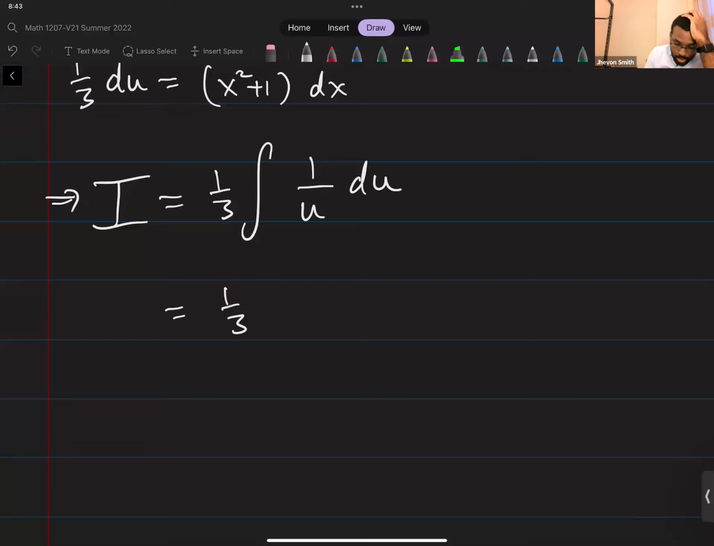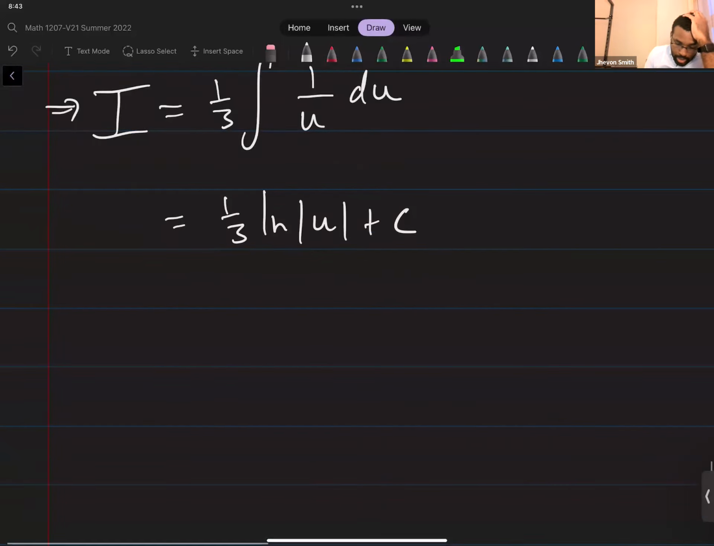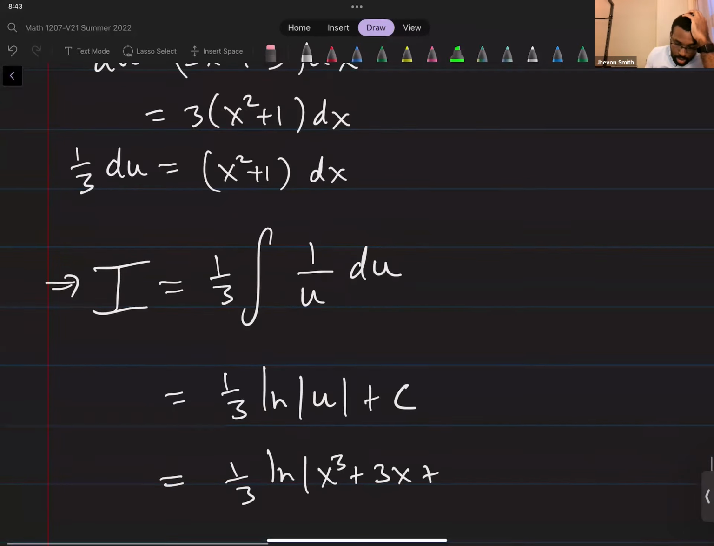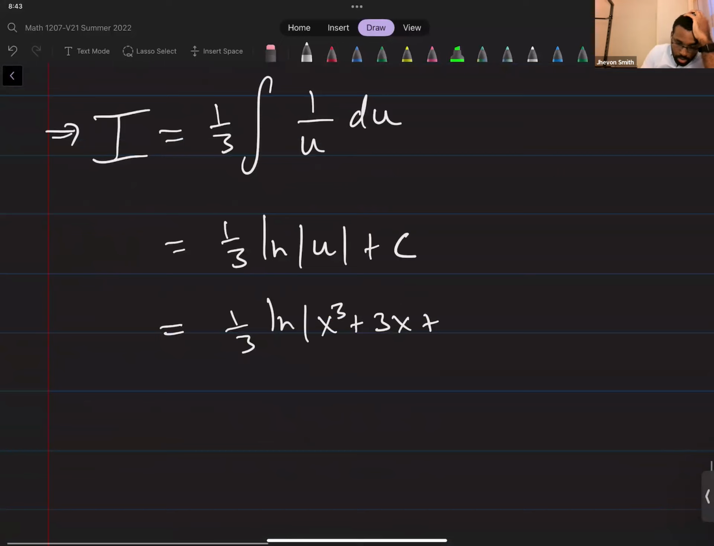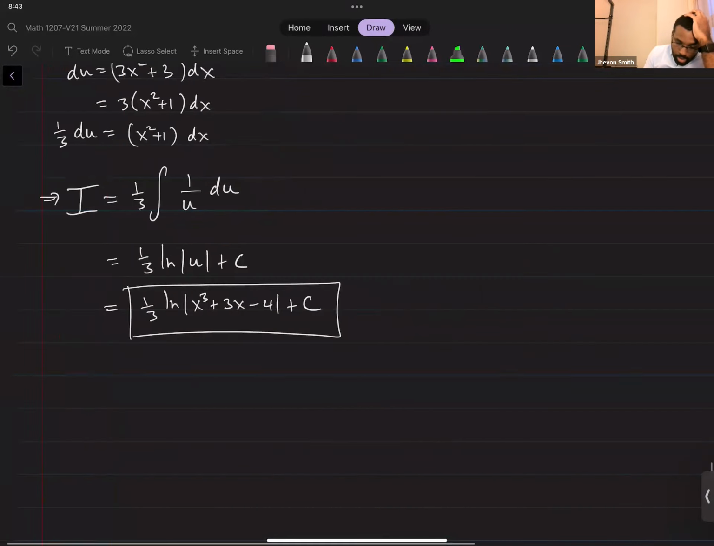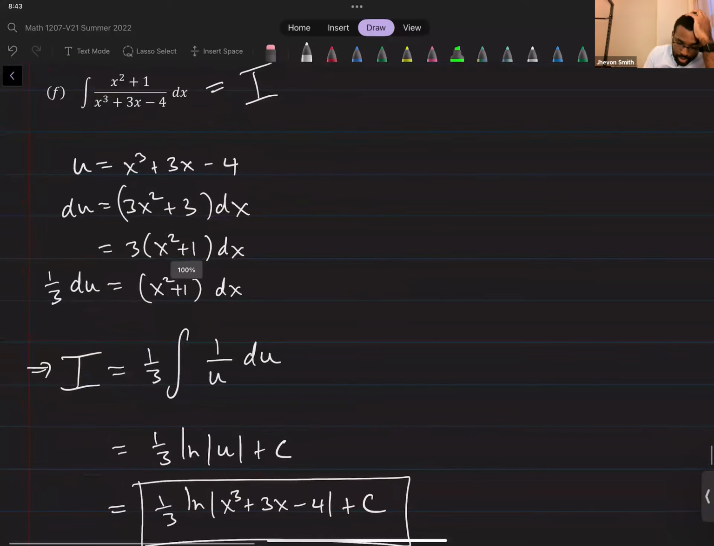Actually, this one didn't require anything sophisticated at all. It was x cubed plus 3x minus 4. Yeah, so this was a regular substitution.